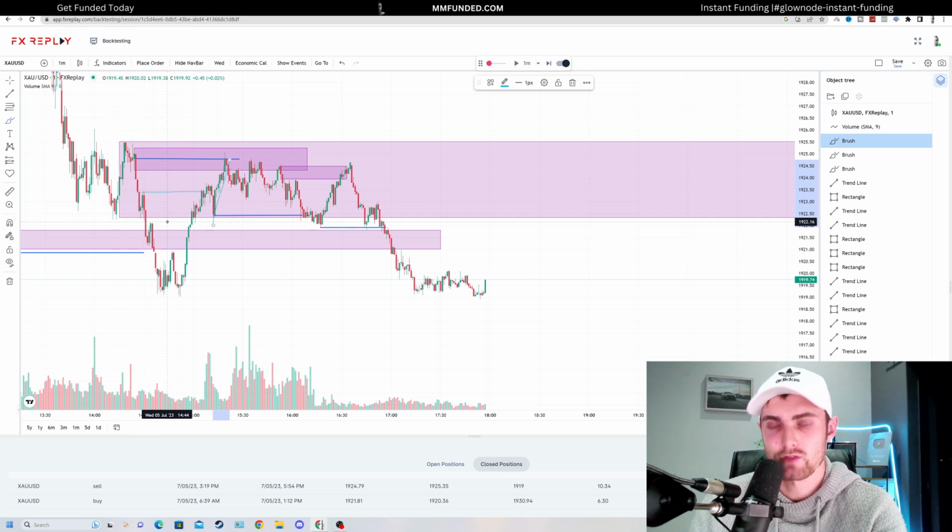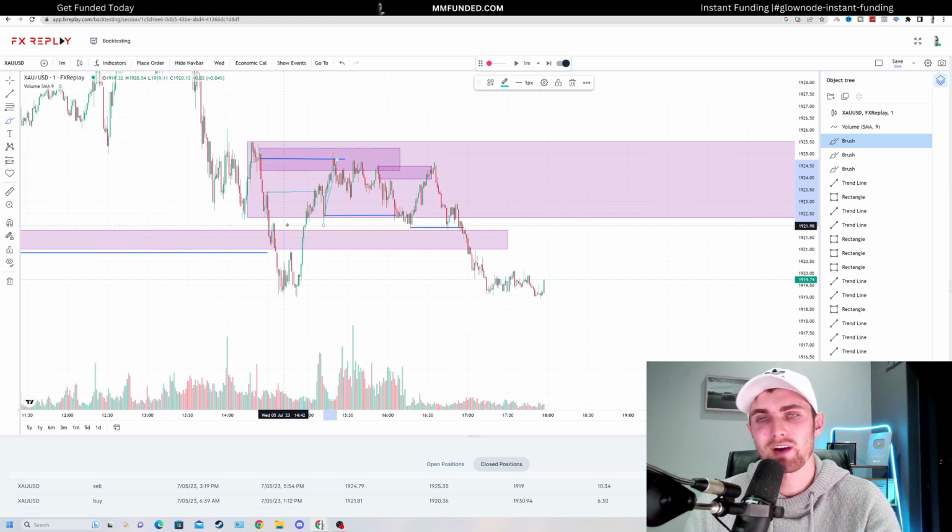And this supply zone is highly probable because it's an institutional supply. It created the break of structure. It has that inefficient push. It has that liquidity above it. It's in line with higher time frame structure.